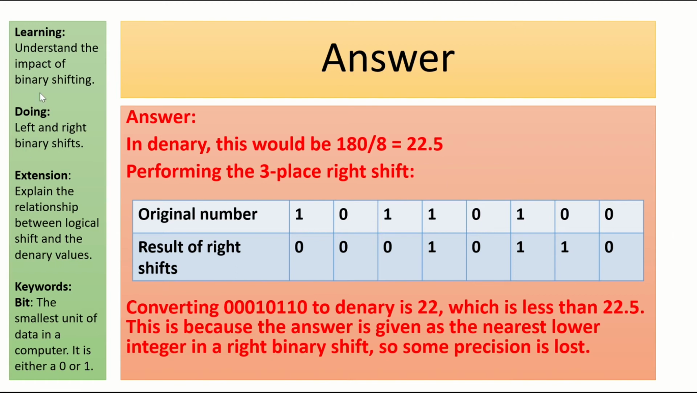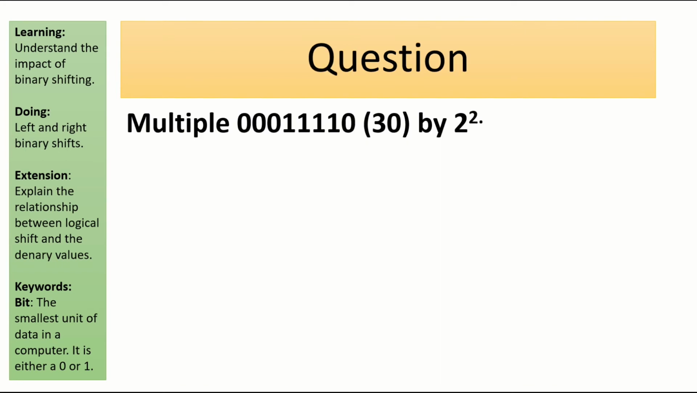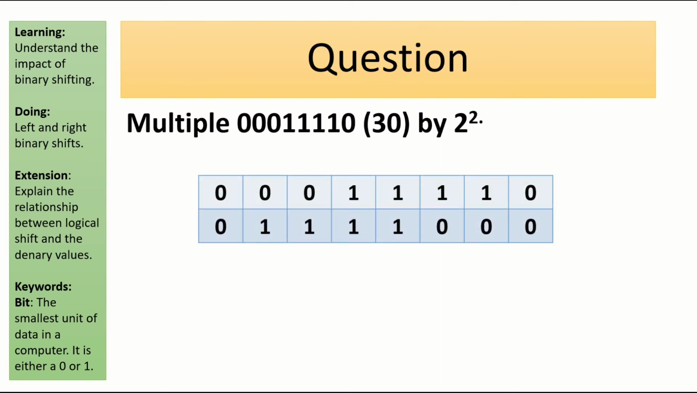So this is 16 plus 4 plus 2, which is actually less than 22.5. So we've actually lost a half, 0.5. And once again, that's an example of where some precision is lost when we do binary shifting.